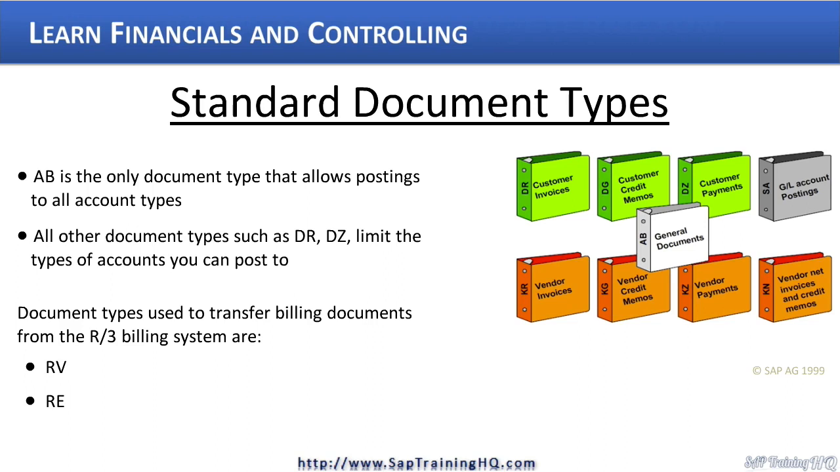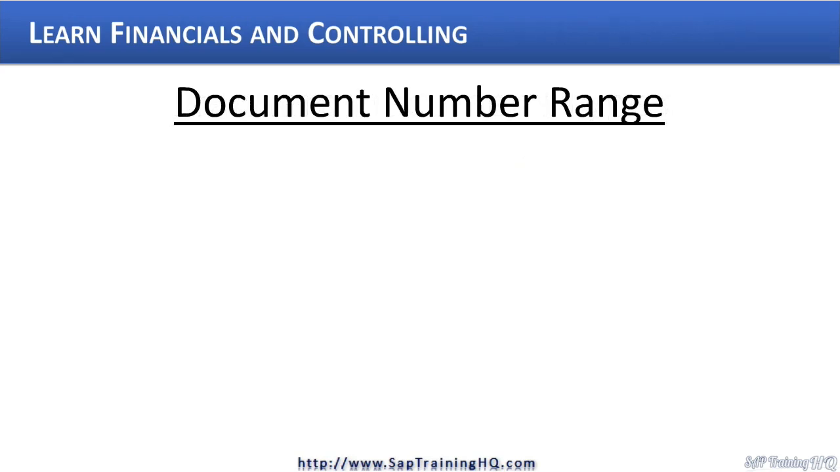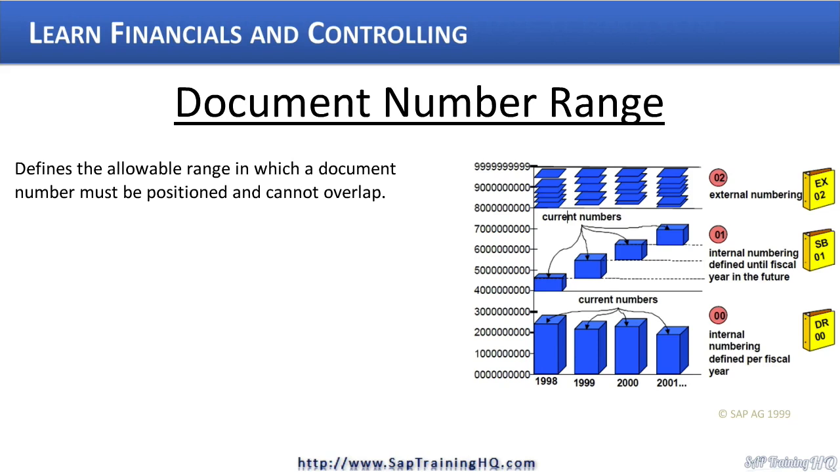Now let's have a look at some of the document number ranges. The document number range defines the allowable range in which a document number must be positioned and cannot overlap. In internal numbering, the system stores the last used document number from the number range in the field current number and takes the subsequent number for the next document, for example 00 and 01. In external numbering, the user enters the original document number, or the number is transferred automatically from a pre-invoicing system. The numbers usually are not used in sequence, and therefore the system cannot store a current number, for example 02. And just note, the numbers may be alphanumeric.